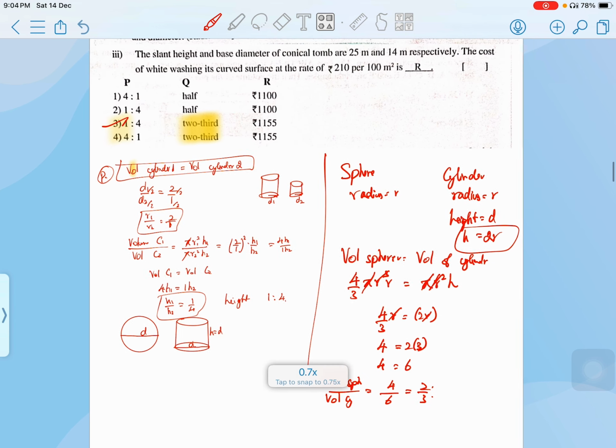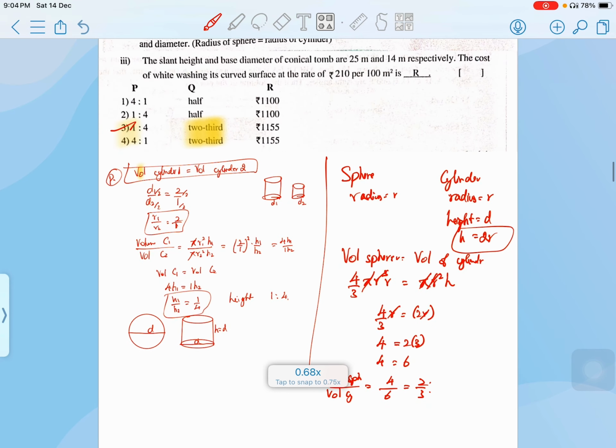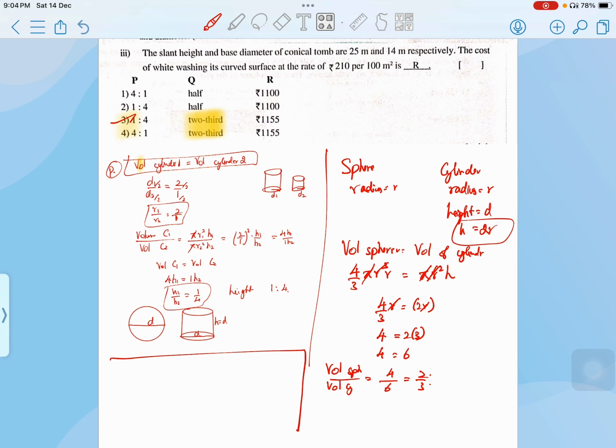Or you want to find that third ratio also, it's very easy. If you take, there is a slant height and the base diameter of a cone they gave. For that, slant height is given as 25 and the diameter is 14, so its radius is 7. So we can find the height. Height equals root of L square minus R square. 25 square is 625 minus 49. If you do, you will get what? 625 minus 49.